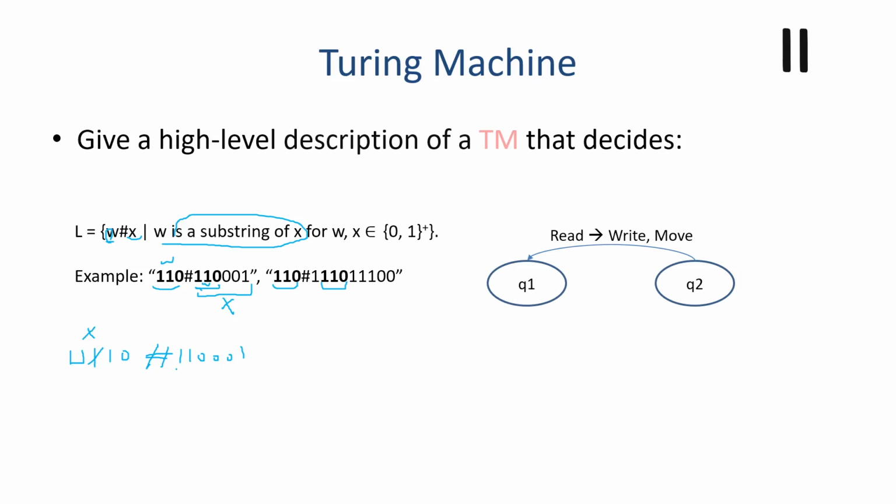So I travel all the way to the other side. I reach the hashtag. I see a 1, cross it. Cool. Then I'll have to go all the way back, find here a 1, cross it with an X, go all the way back, cross with an X. Same thing. Now, oh, there's a 0. So we'll cross it with something different.